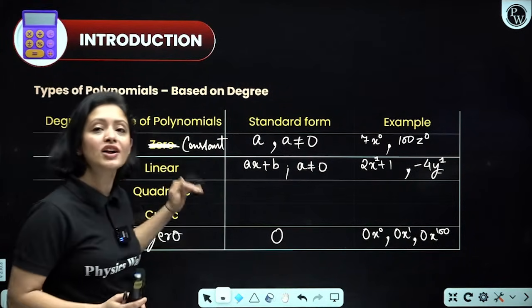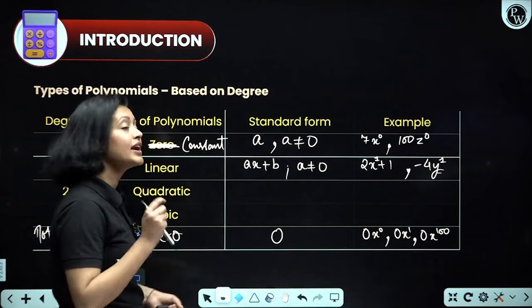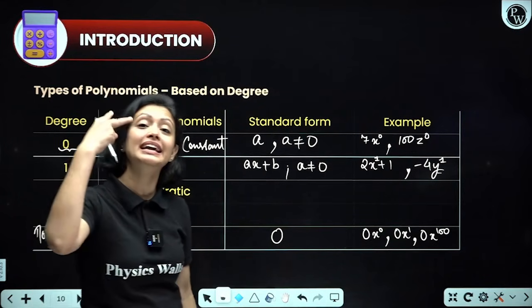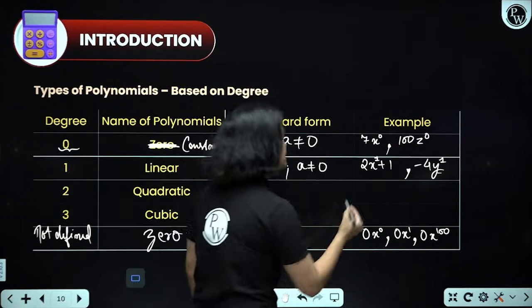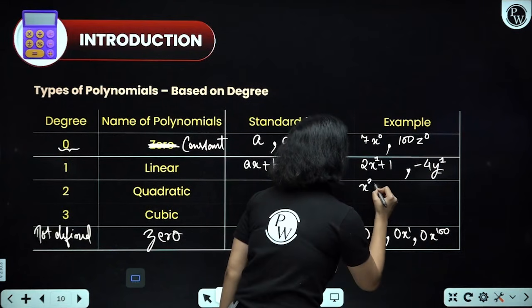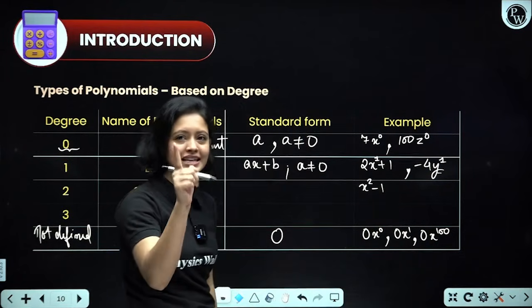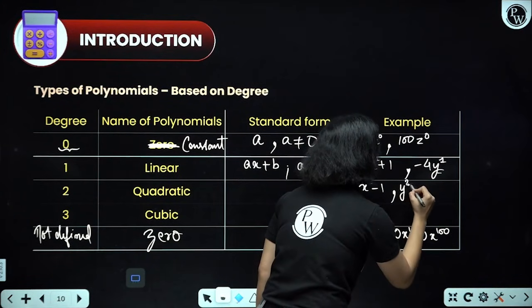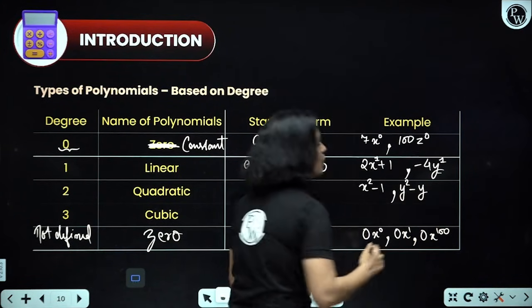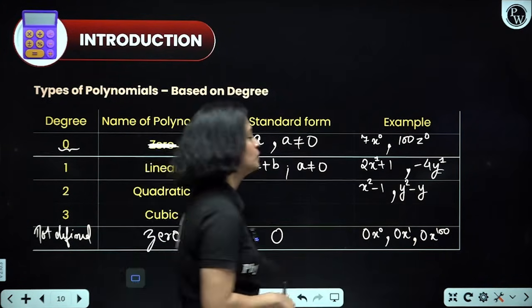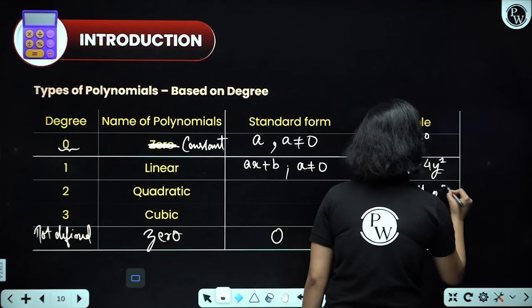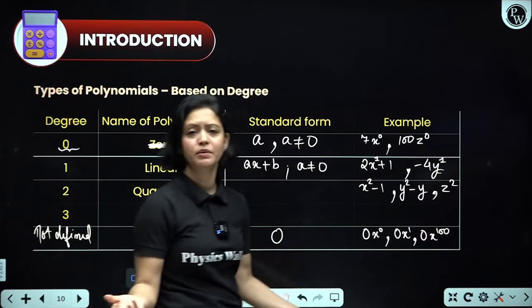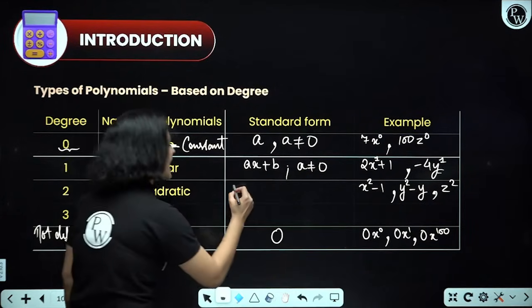Next, we have quadratic polynomials. Quadratic polynomials are polynomials with degree 2. Some examples: let's write x square minus 1. What is the highest power of the variable? 2. Or we can have y square minus y. Highest power of the variable? 2. Or we can simply have z square. Highest power of the variable, 2. So what is the standard form, guys?